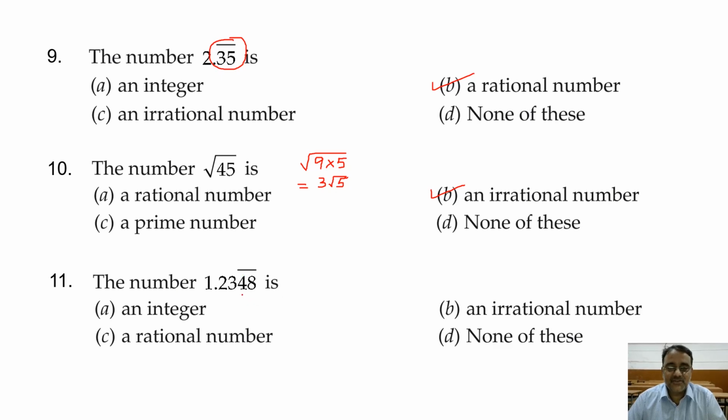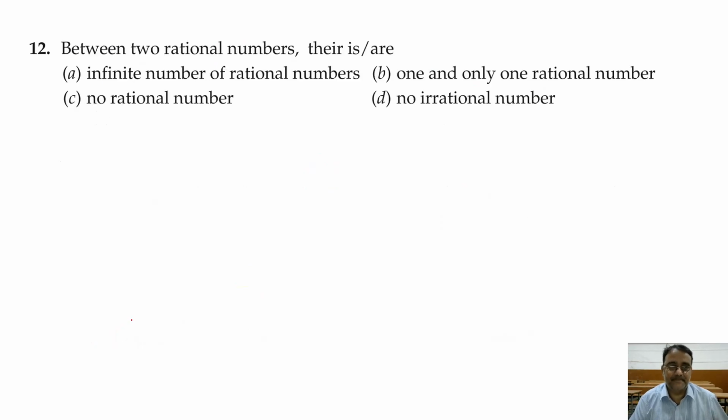1.2348 bar. So 48 में bar लगा, that means it is repeating in block of two numbers. 48, 48, 48, 48, so on. So it is non-terminating, repeating. So which is the correct answer? Option C, rational number. Right. So this is the question number 11. Now we are moving toward question number 12.